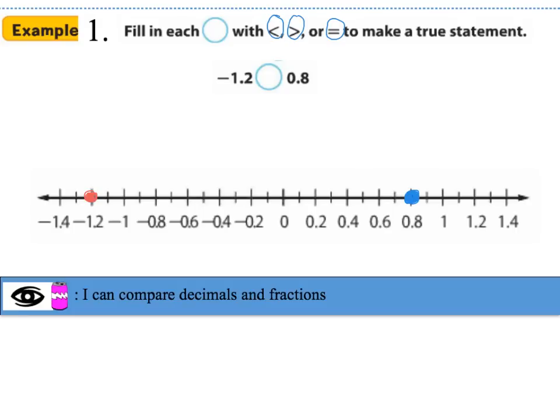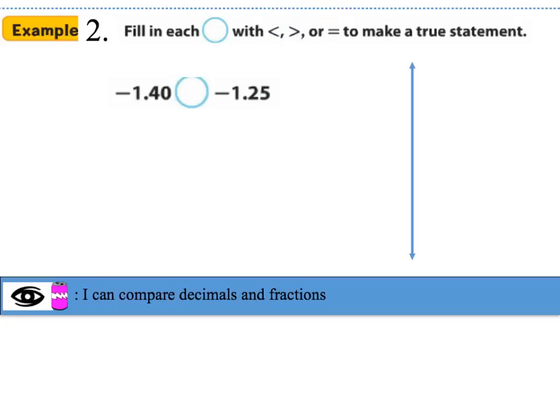So what I can do is write my statement as -1 and 2/10 is less than 8/10. Or you can write it another way. You can write 8/10 is greater than -1 and 2/10. Both answers are correct. Example 2 is asking us to compare -1 and 40/100ths with -1 and 25/100ths.